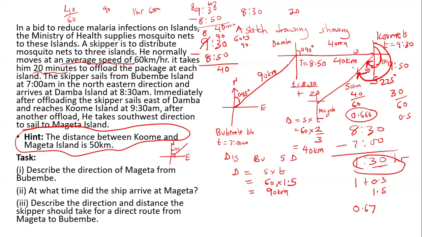Okay. Then the last one, they're asking us to describe the direction and the distance the skipper should take for a direct route from Mageta to Bubembe. Remember, this is where we have our, what is Bubembe? Okay, this is Bubembe and this is Mageta. So now, can we join the direct route? Join them, measure the distance, and also measure the angle. And you place them in the chart and we see whether our answers correlate.